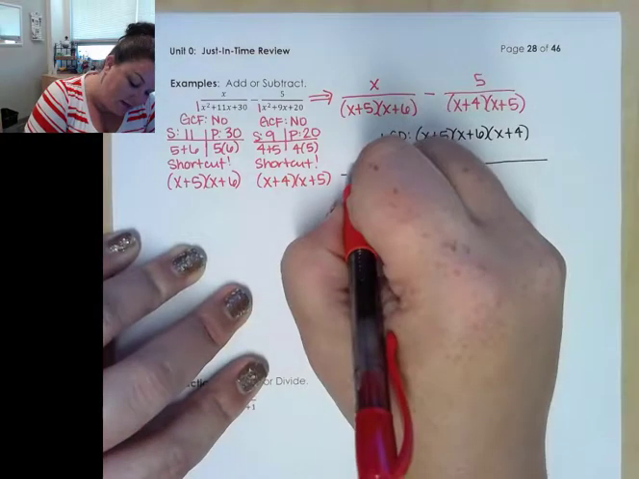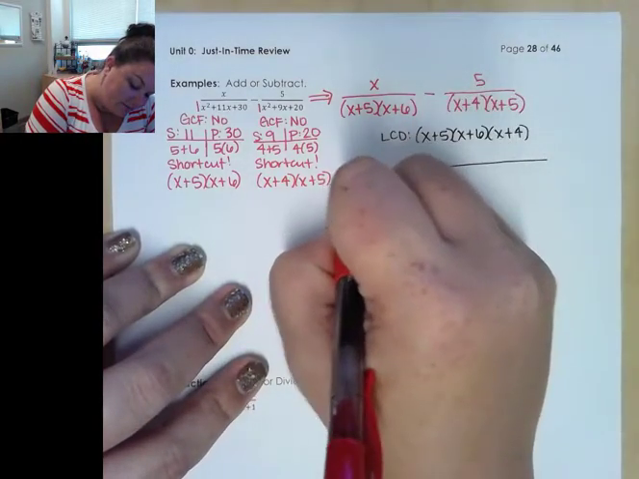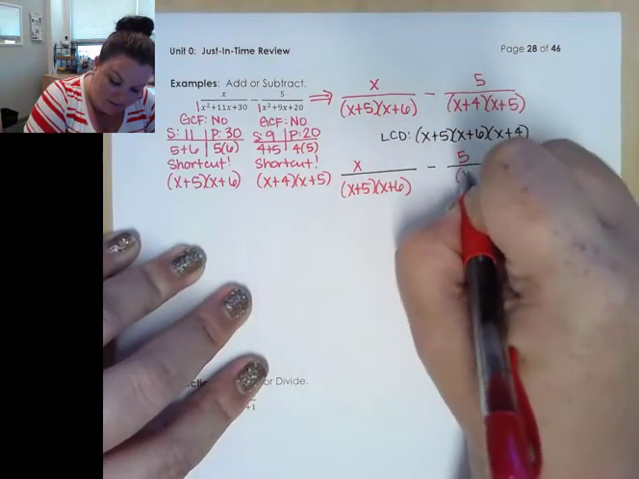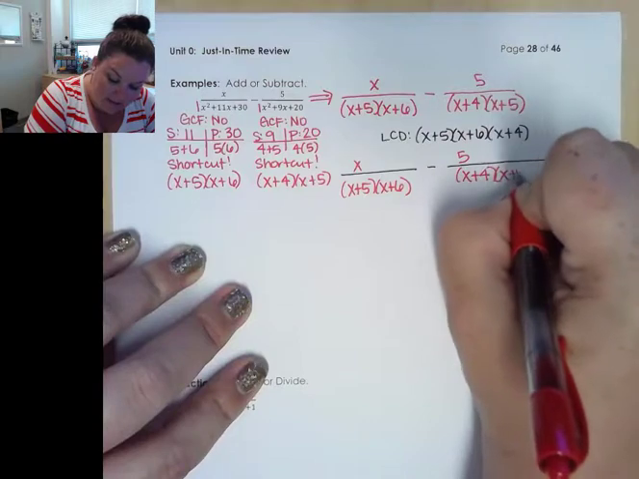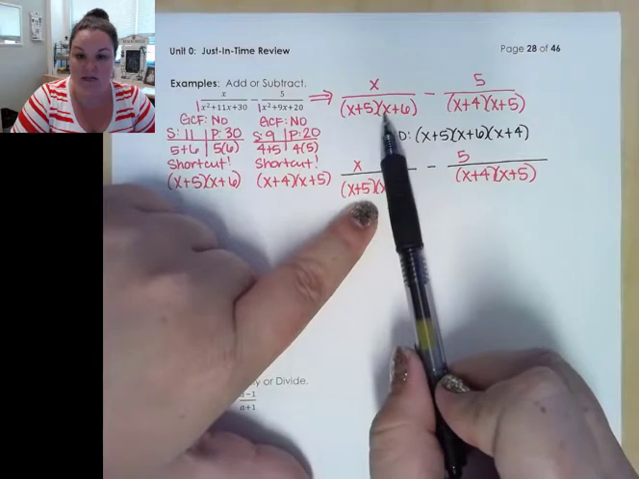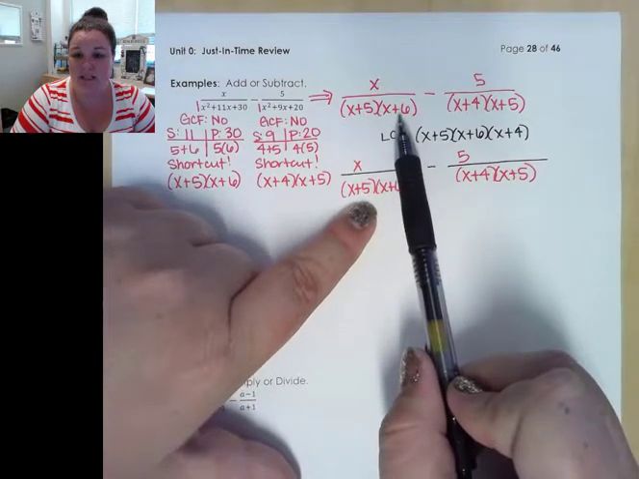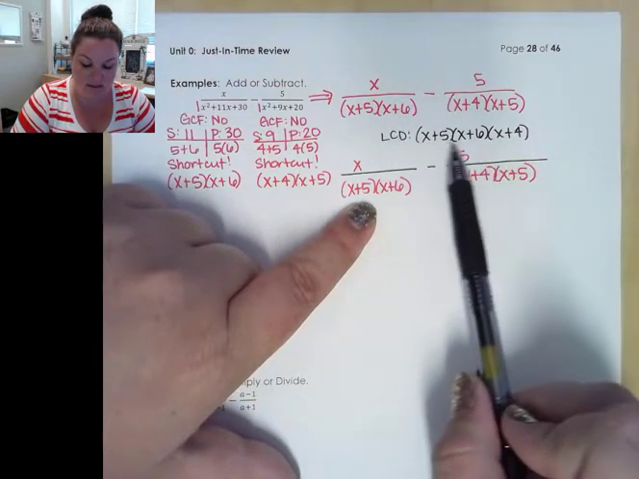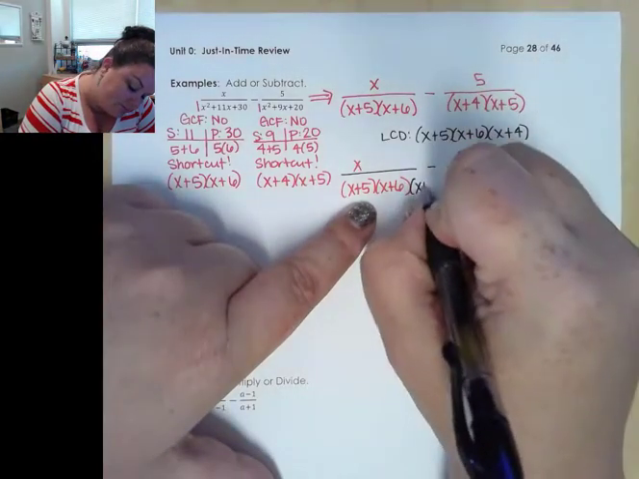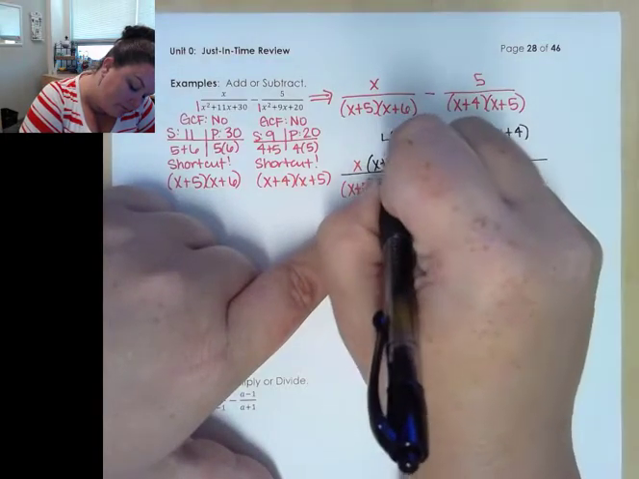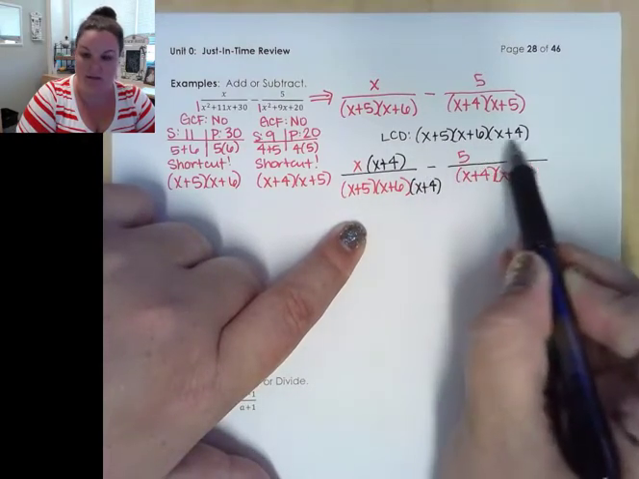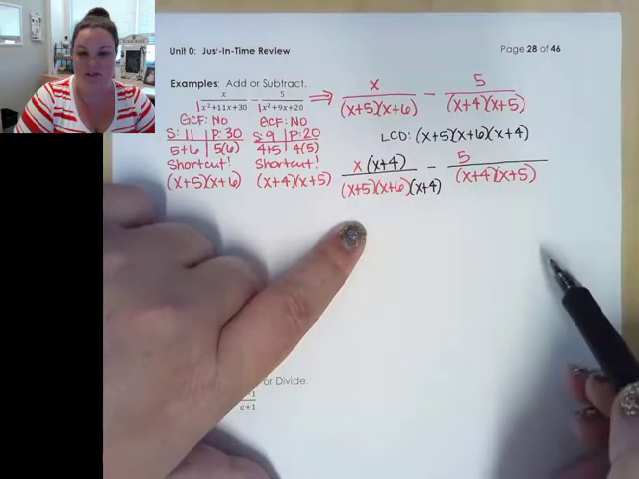So right now I have an x on top, and I have an x plus 5 and an x plus 6. This one I have a 5 on top, and I have an x plus 4 and an x plus 5. So I'm looking to see what this first one is missing. What is x plus 5 and x plus 6 missing in order to look like this? Well, it's missing the x plus 4. So that's what I'm going to multiply by on top and bottom. Okay, so now the denominator looks the way I want it to. It looks like my least common denominator, right? And my top has changed a little bit.